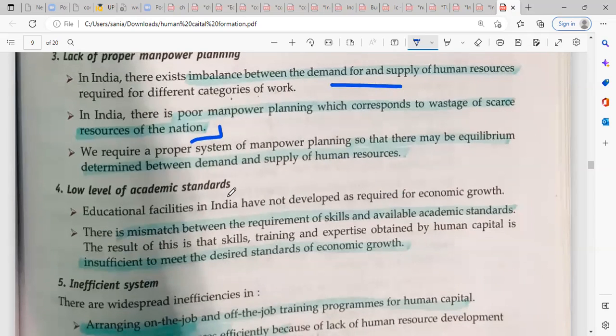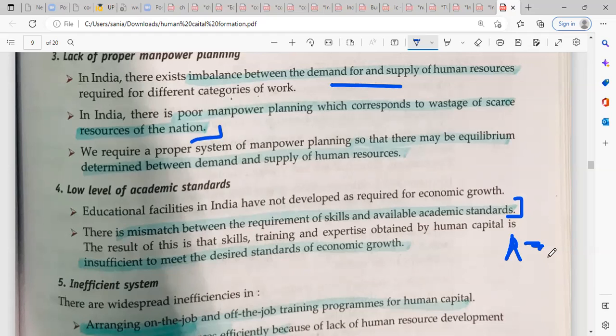Then low level of academic standards. Education facilities in India have not developed as required for economic growth. There is a mismatch between the requirement of skills and available academic standards. So whatever a ninth class student should study, accordingly, he is not getting the proper education. Right? Okay. So because of this also, a problem arises.